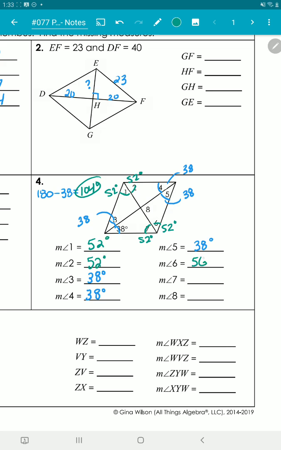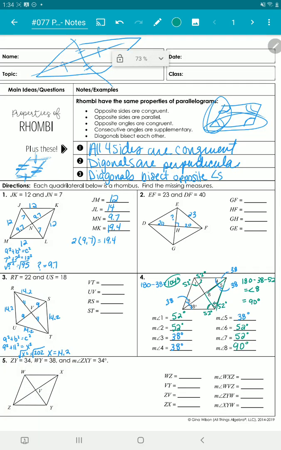So 6 and 7. And then if we need angle number 8, we can see that this creates a triangle here. So we have to take 180 minus this 38 and minus this 52 in order to get angle 8. Okay, and that is going to give us 90 degrees. Actually, we didn't have to do it that way, because if we remember up here, it said that each of the diagonals are perpendicular, so the inside diagonals here are always 90 degrees.